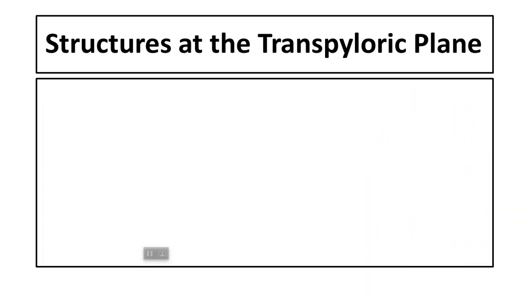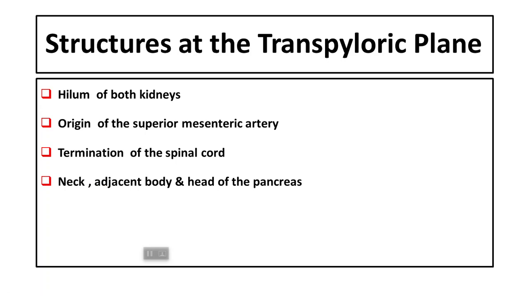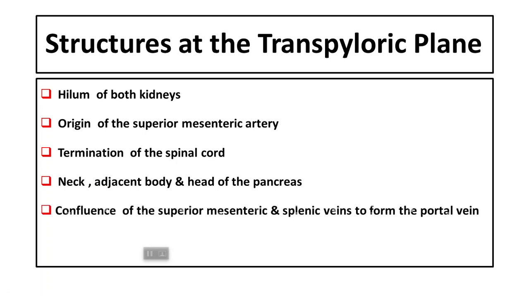What are the structures at the transpyloric plane? That is at the level of the L1: hilum of both kidneys, origin of the superior mesenteric artery, which is the artery of the midgut, termination of the spinal cord, neck and adjacent body and head of the pancreas, confluence of the superior mesenteric and the splenic veins to form the portal vein, and the pylorus, which is inconstant at this level.